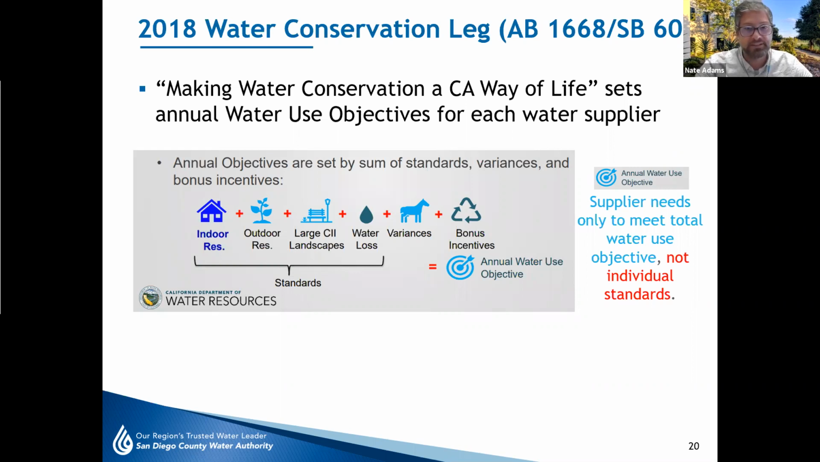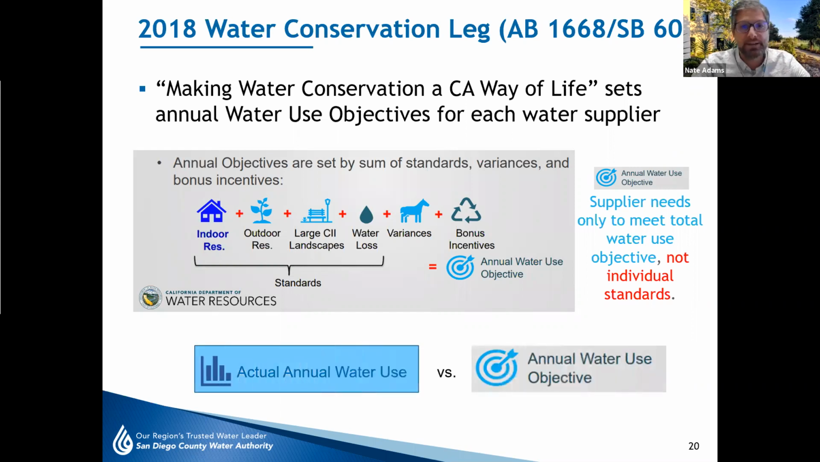And they're right. A utility, and hit the next slide, please, if you don't mind. Every utility only needs to compare its actual water use in any given year to that annual water use objective. You don't need to worry yourself, allegedly, about individual standards, so long as you meet that total.